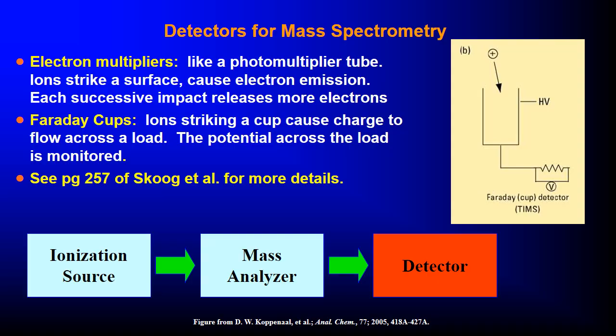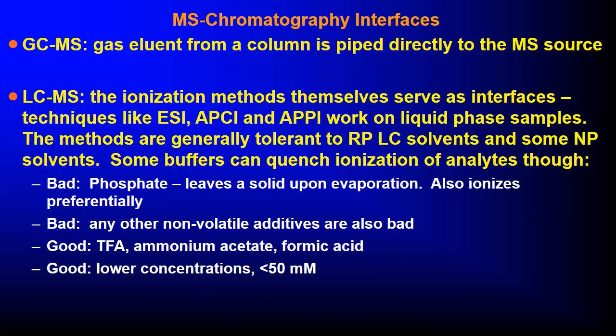Just a revisit on the design. In major cases, we combine gas chromatography to mass spectrometry, or we can also have liquid chromatography combined to mass spectrometry. When we have gas chromatography combined to mass spectrometry, the gas eluent from a column is piped directly to the mass spectrometry source.